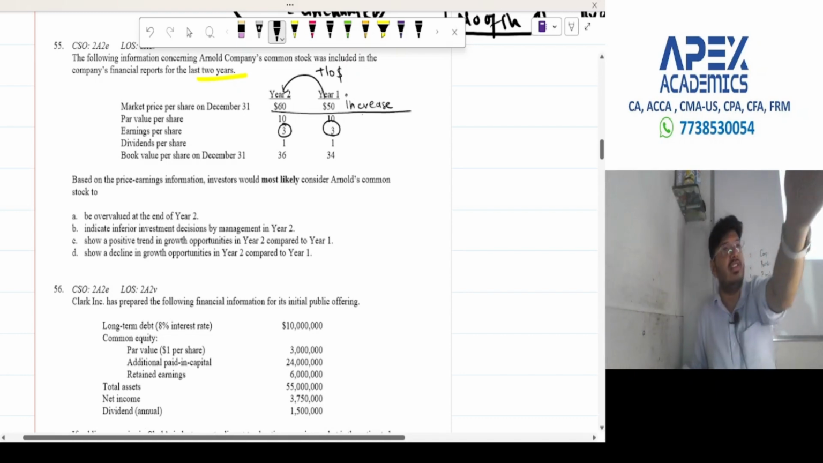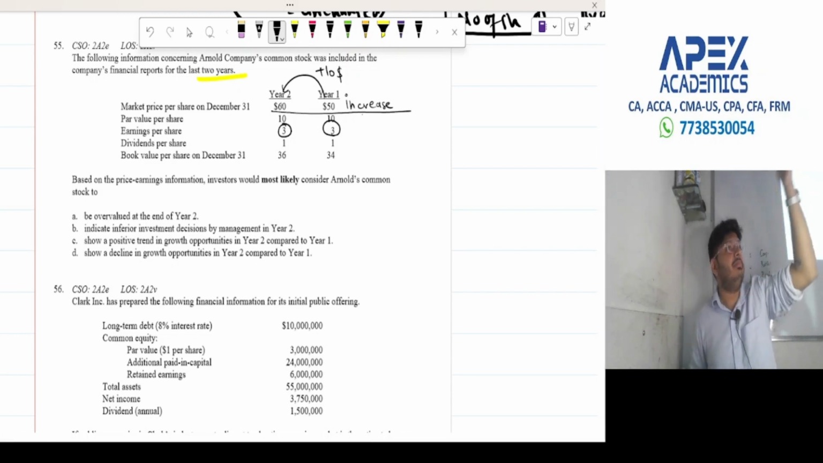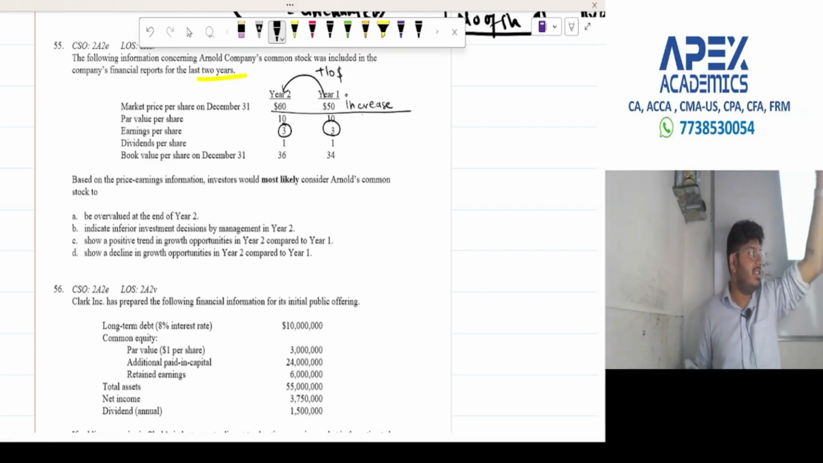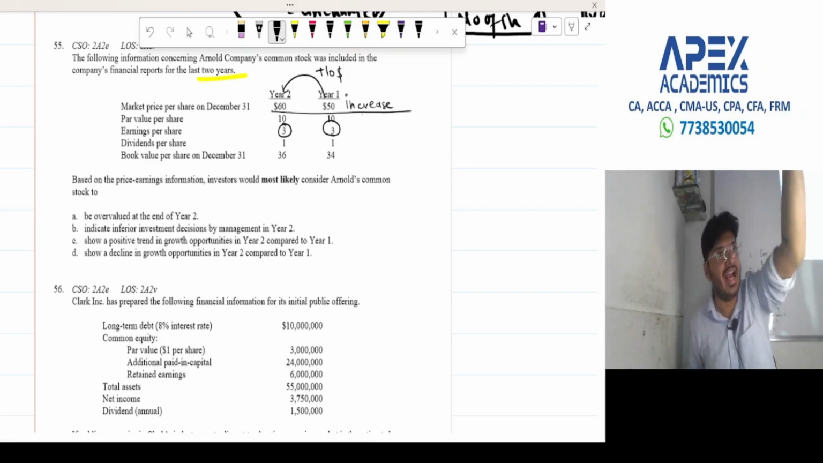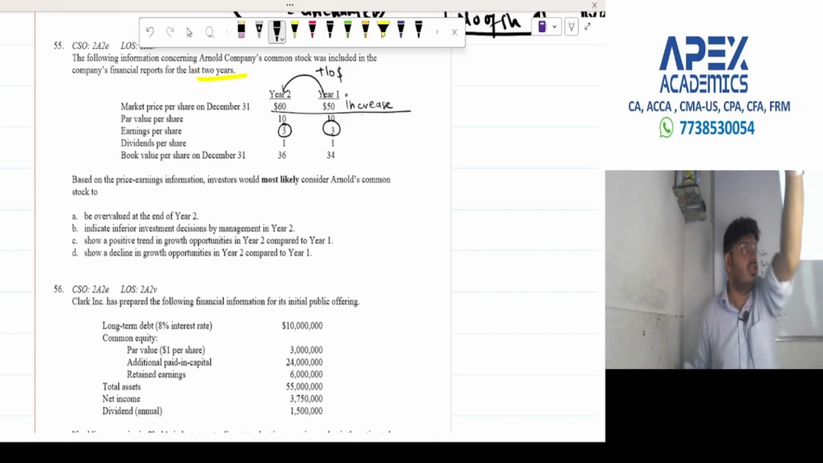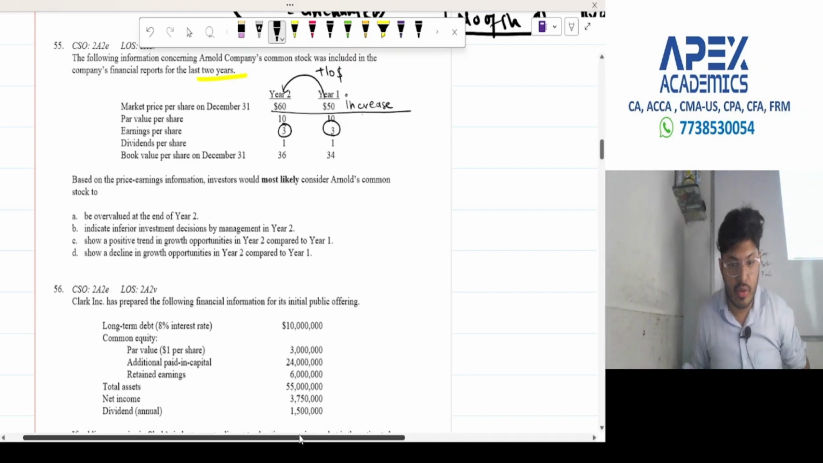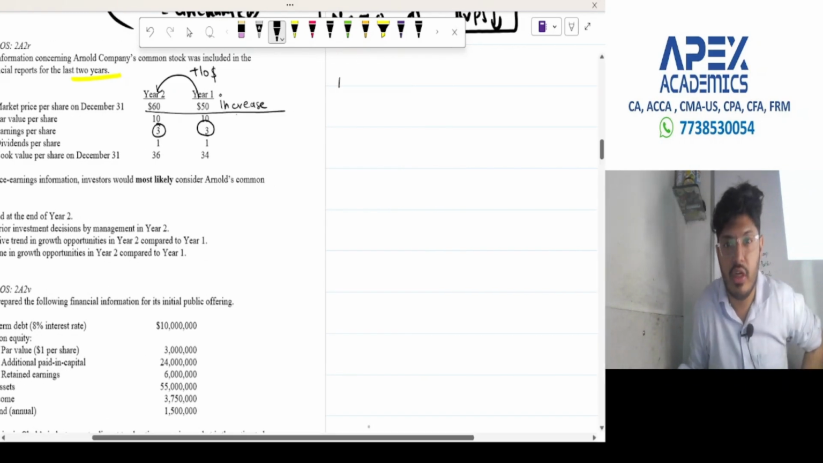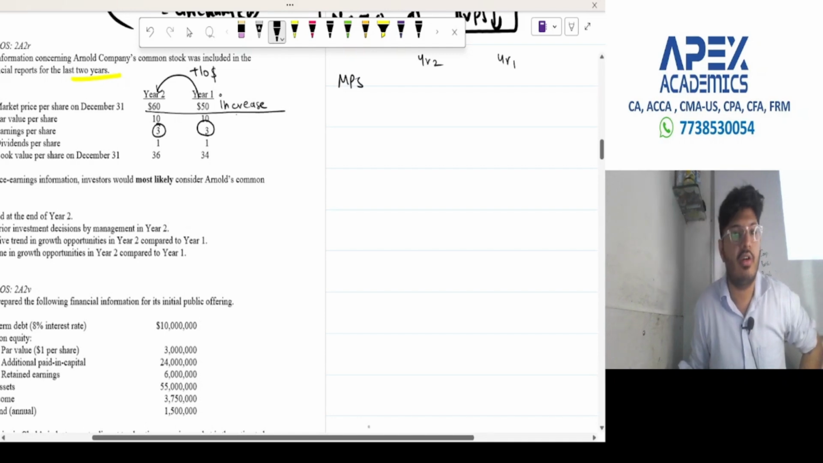Sir, you have given us these notes in the class. When EPS is constant and market price increases, obviously the PE ratio has increased. That happens when the market sees a potential for growth in the company. My dear students, look at this very carefully. Market price per share of year 2 was 60, of year 1 it was 50. Your EPS is 3 at both the places.